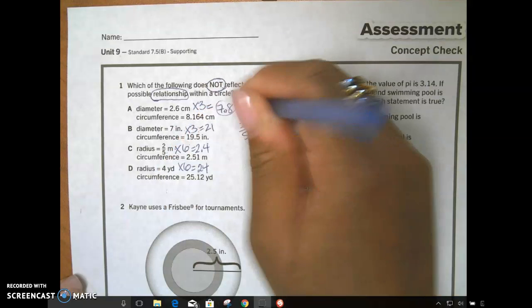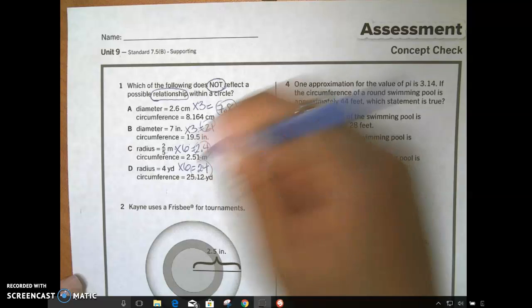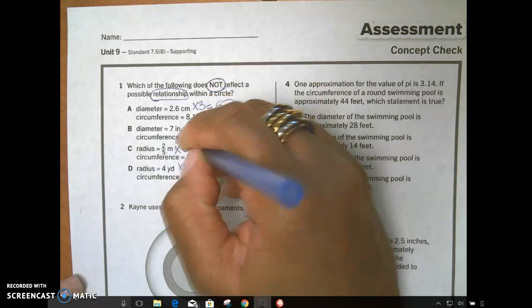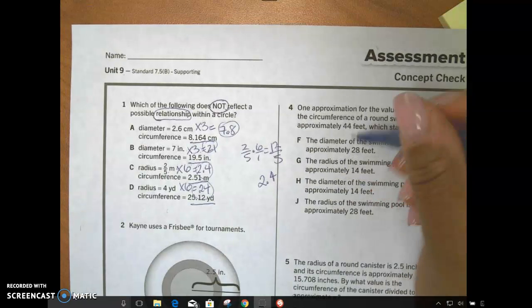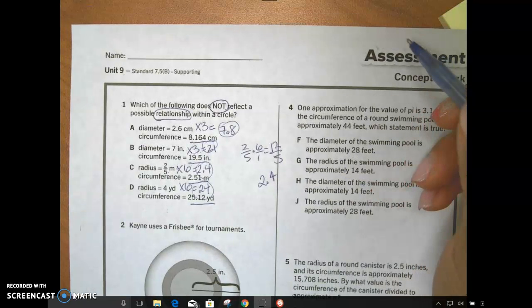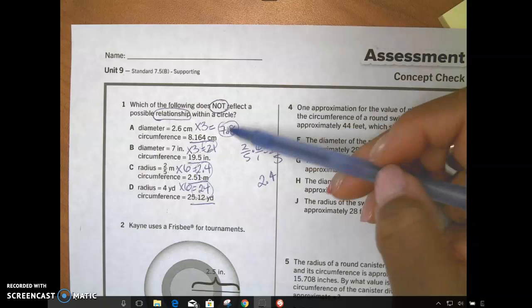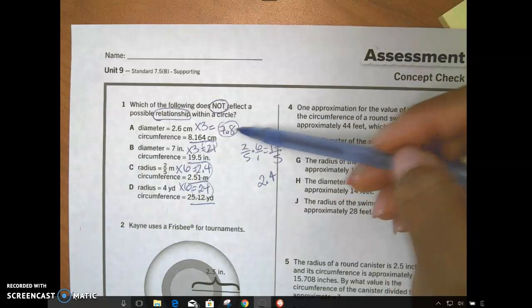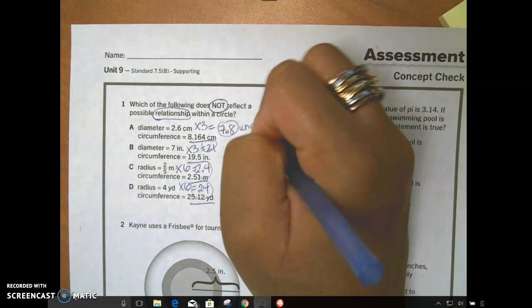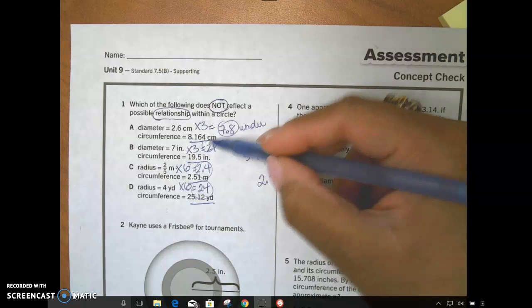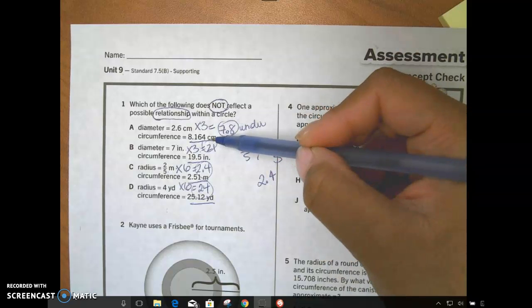Now that I have these approximated circumferences, what do I need to do? See if it's over or under. And I need it to be what? I need my circled ones to be under, because I need them to be a little bit smaller, or the exact answer to be a little bit more.